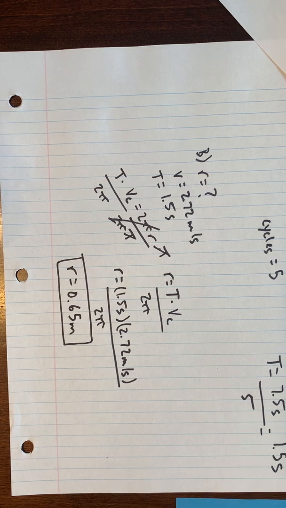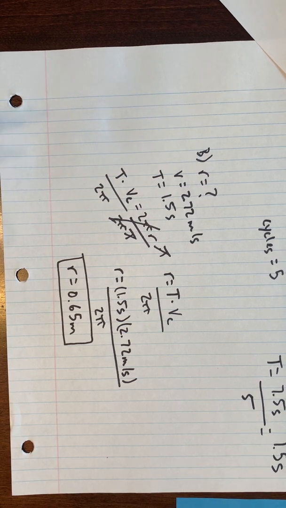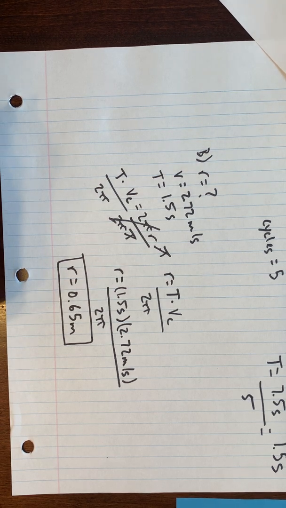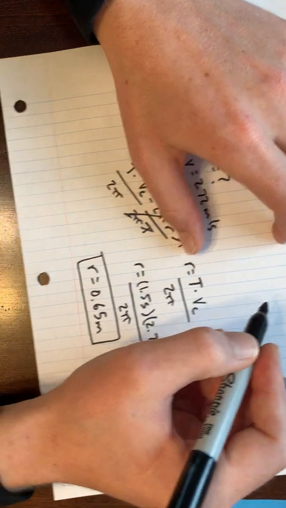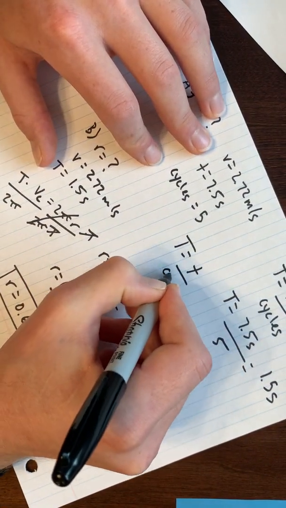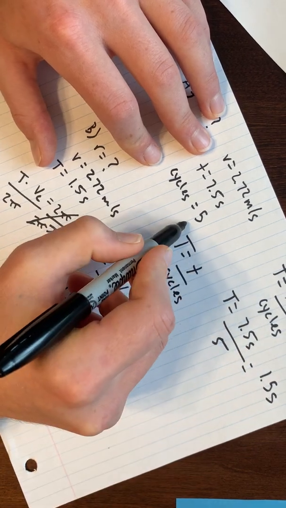What's your T? T is period. So we needed to find our period first. Remember, period, so big T, is equal to the little t, time, over the amount of cycles. Oh, okay. Yeah, good question. So big T is equal to little t over the amount of cycles. Good question.